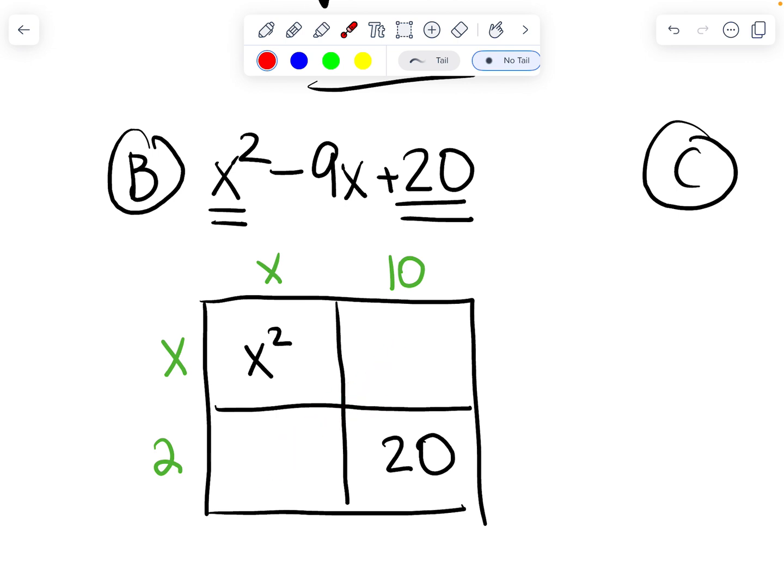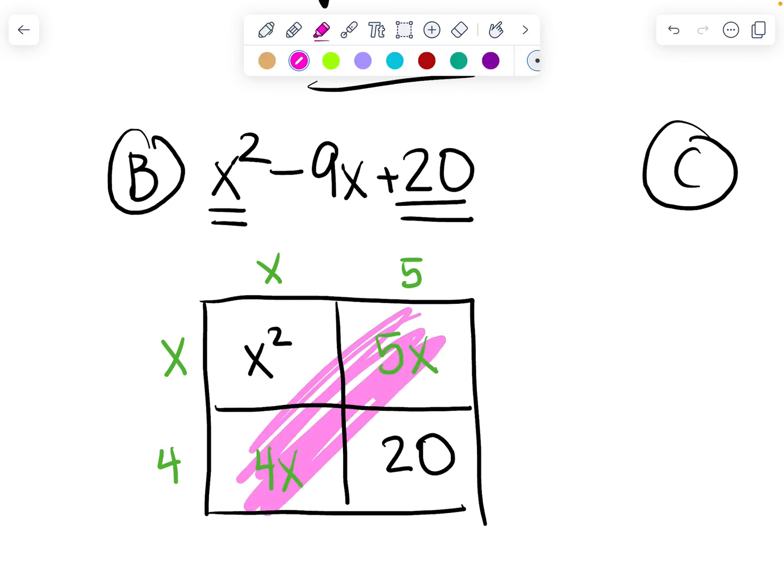So the 10 and 2 isn't right. If you think about another two numbers that multiply to 20, 5 and 4 come to mind. 5 times 4 gives me 20. So now that I've double checked that these two things give me this, I fill these in. That gives me 5x. That gives me 4x. I check the diagonal. 5x plus 4x is 9x.